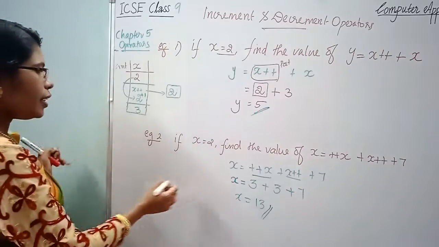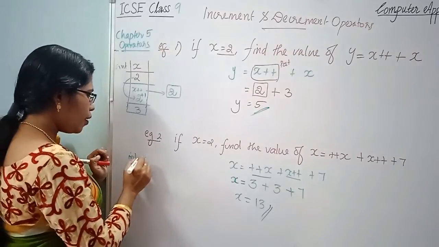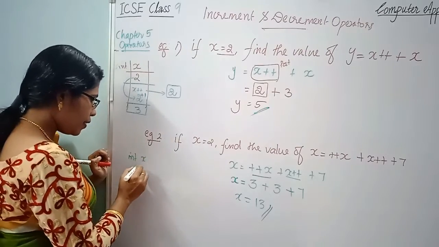Okay. So here in the case of pre-increment, how will the memory be allocated, or what is the memory status?